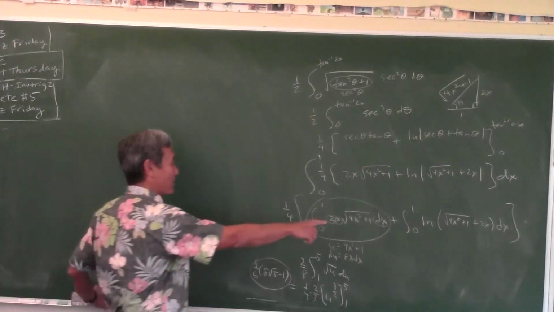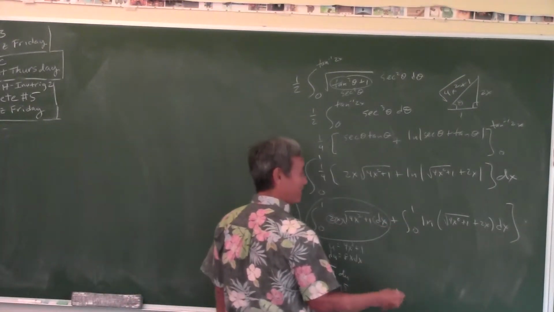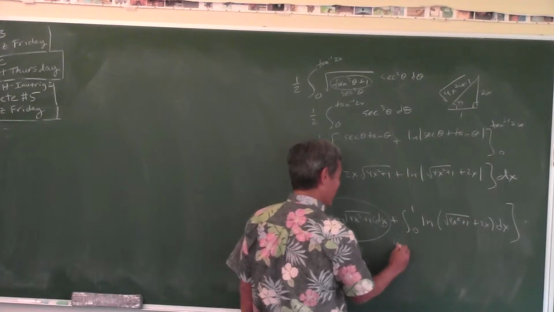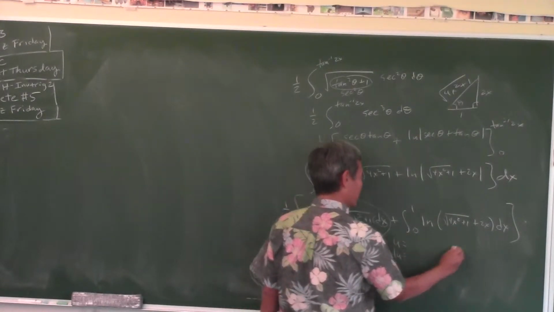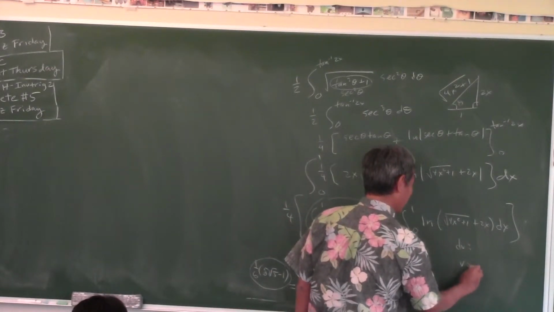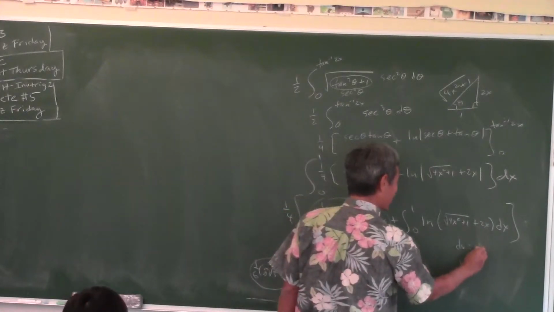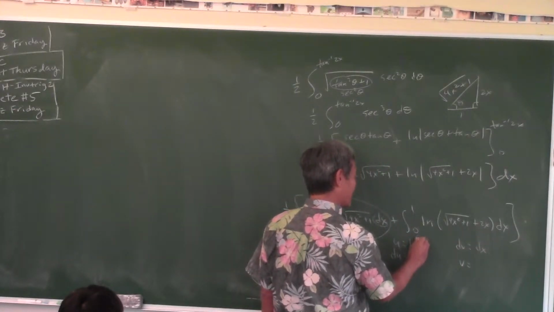So now, how do I compute this integral? Well, I already gave it away. Integration by parts. U, du, dv. So obviously this one has to be the dx and this one has to be the natural log of root 4x squared plus 1 plus 2x.